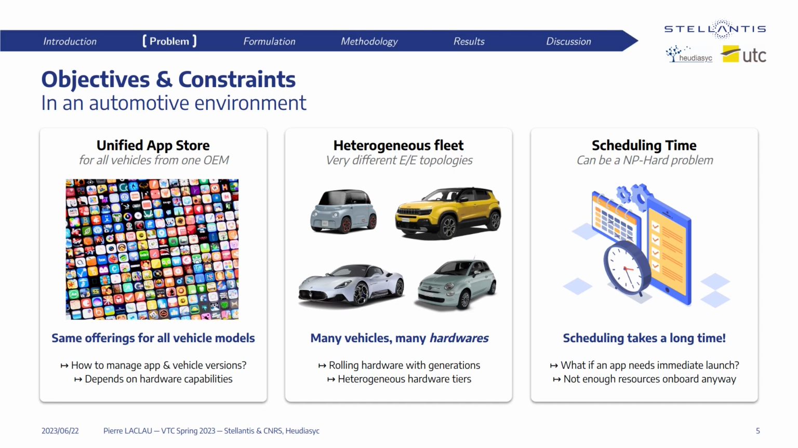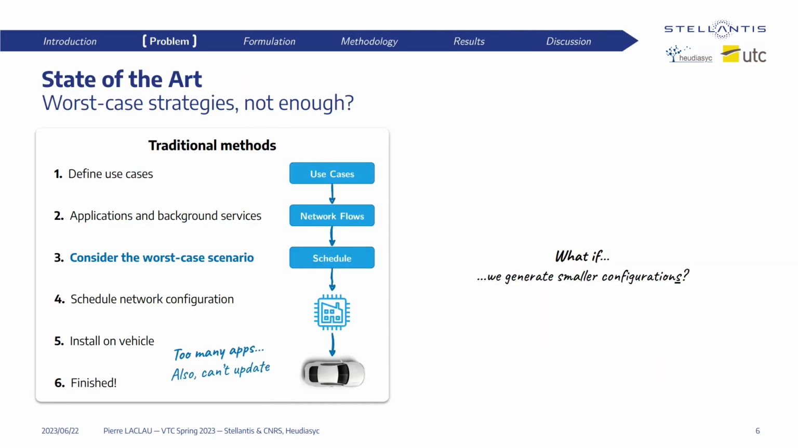So on the left, you have traditional methods, what we're doing today. It's very simple. It's completely static. So engineering and marketing teams, they come up with a set of use cases in the vehicle. Then they prepare the worst case of every application active at the same time. And they generate one single schedule to allocate all the resources.